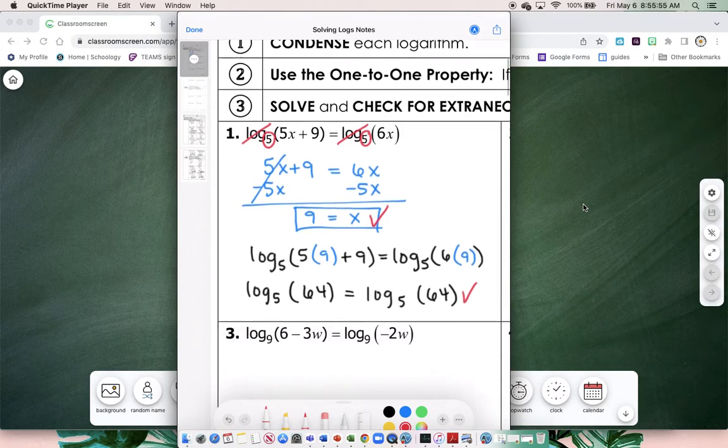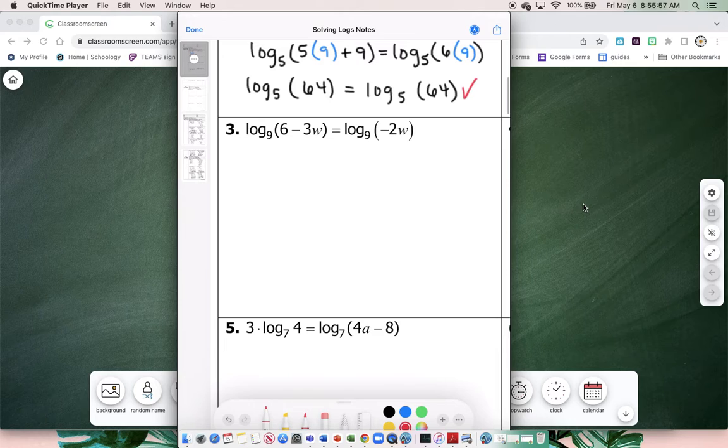Okay, let's move on to number 3. So number 3, I have log base 9. So look at your bases. Are the bases on the left the same as the base on the right? Yes. Do I just have one log on the left and one log on the right? Yeah, they're in the most simplified form. So let's drop the logs and let's just bring down our a's. Our a's are 6 minus 3w, and on the other side, negative 2w. And again, solve for the variable. In this case, we're solving for w.